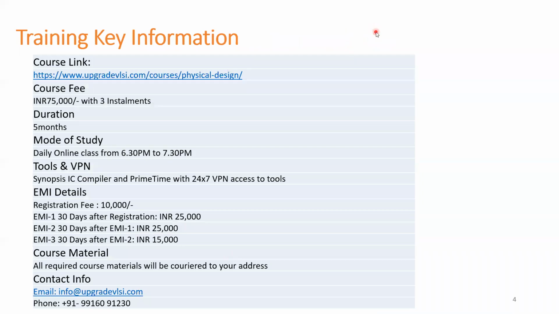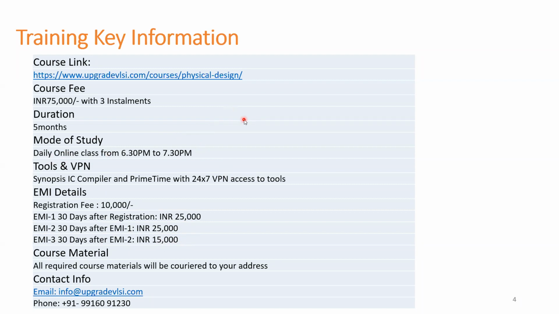Coming to training key information, here is the physical design course link. You can go through it. I'll share this course link at the end. The physical design course fee is 75,000 for a duration of 5 months. You can choose to pay the fees in 3 installments. During registration, you need to pay 10,000. In the first and second EMI, you can pay 25,000 in each EMI, and in the third EMI, you need to pay 15,000. Daily online classes will be there, 6:30 to 7:30 p.m.